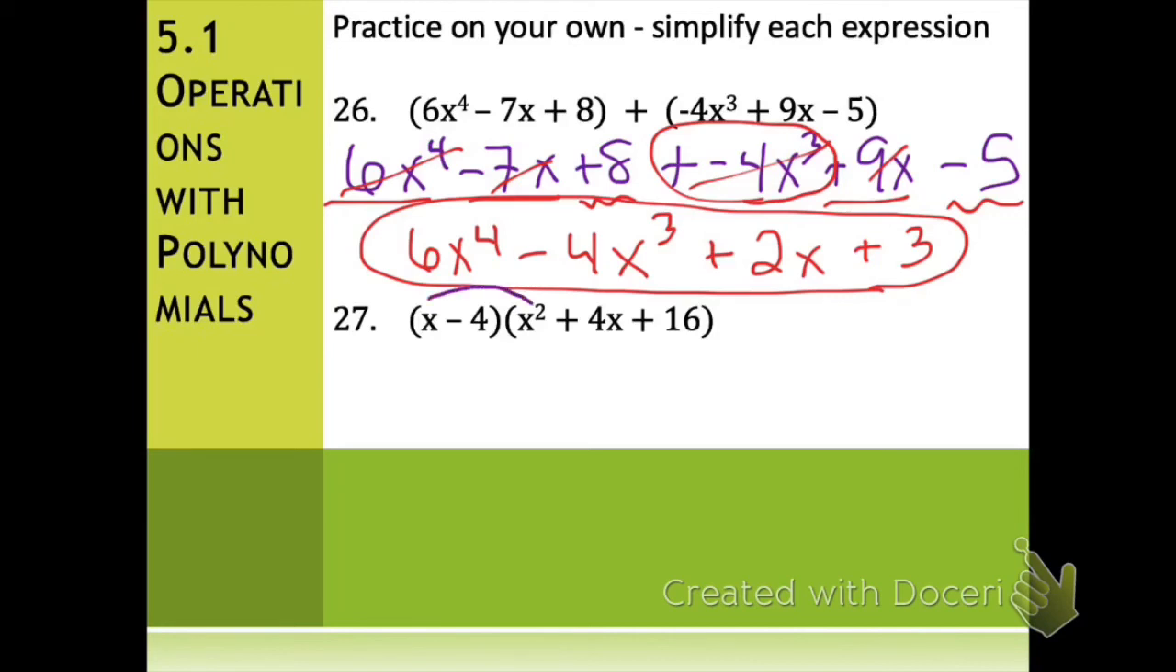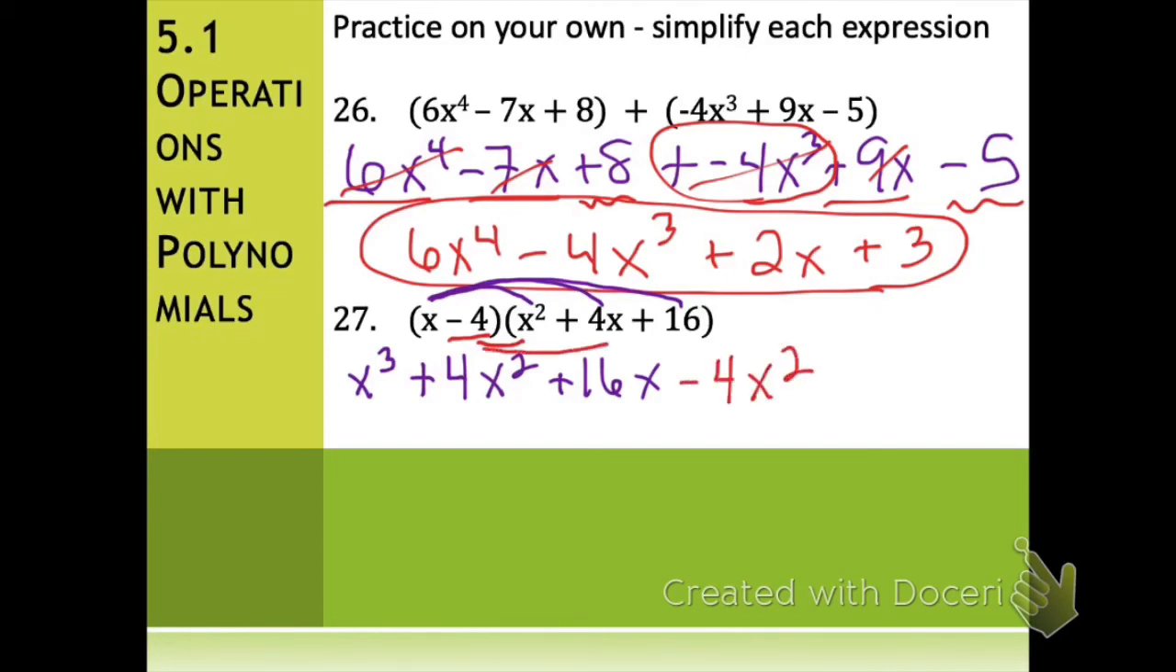So x times x squared, it's x cubed. x times 4x, that's plus 4x squared. And x times positive 16 is plus 16x. Now I'm going to distribute the negative 4. Be careful because it's negative. That's negative 4 times x squared is minus 4x squared, minus 16x, and negative 4 times 16 is minus 64.